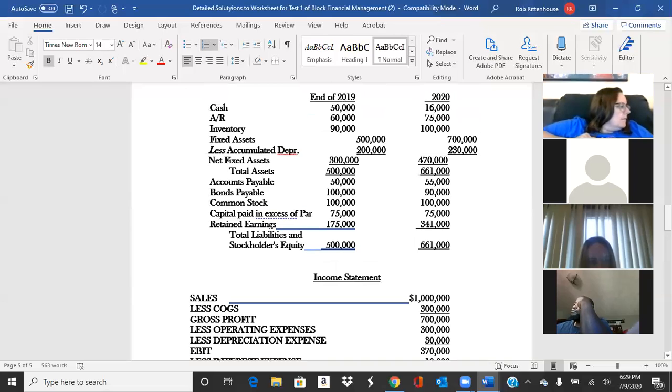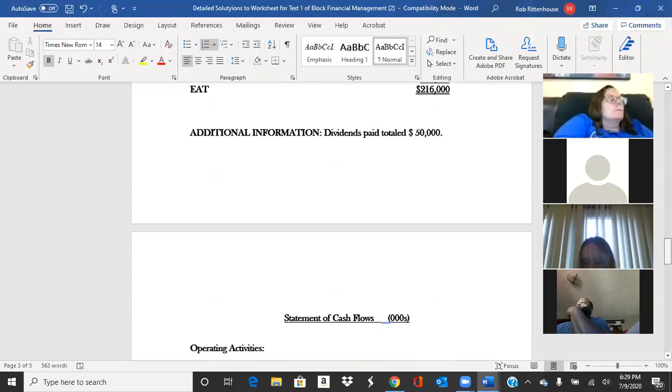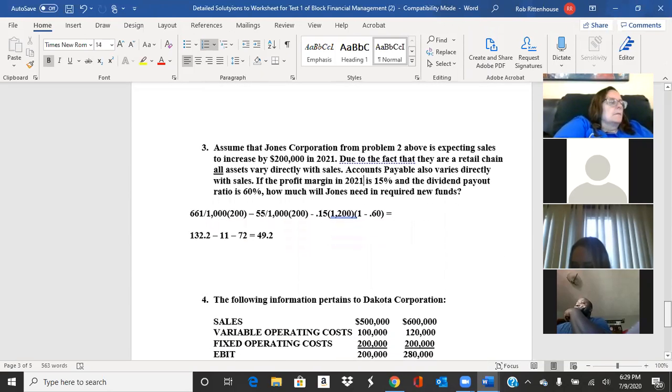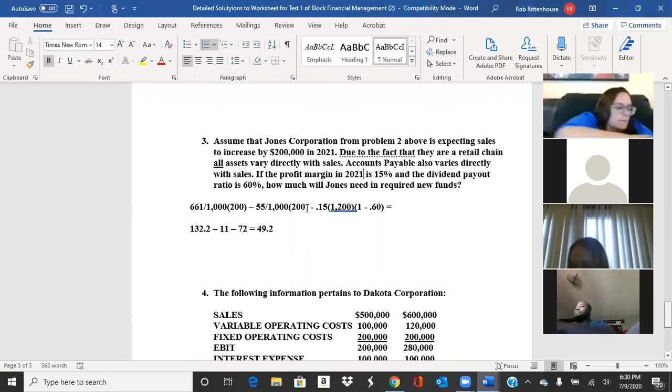So looking here, accounts payable at the end of the year was $55,000 on $1 million of sales. So that's 5.5% of our sales. So if sales go up 200,000, accounts payable is going to go up by 5.5% of that amount, or $11,000.